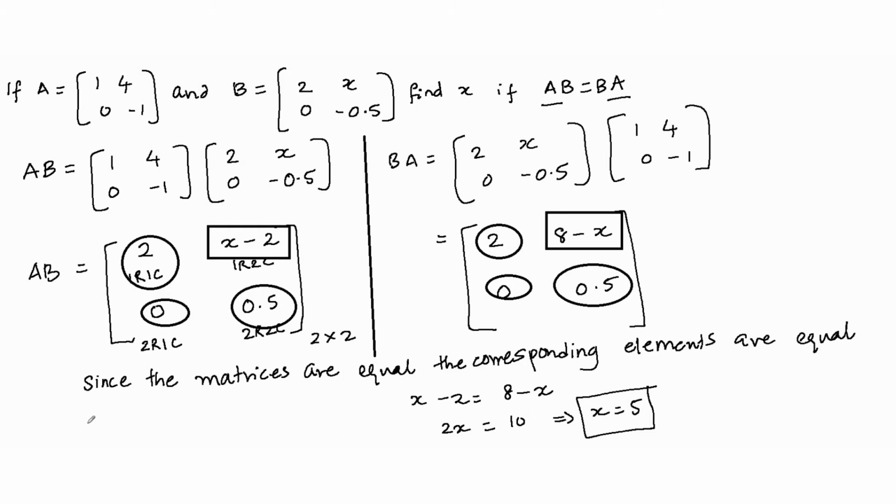So here I multiplied AB and BA and I just equated them and used the idea that if two matrices are equal, their corresponding elements have to be equal. So again, let me pause for a few moments before I move on to the next question. Okay, moving on to the next one.